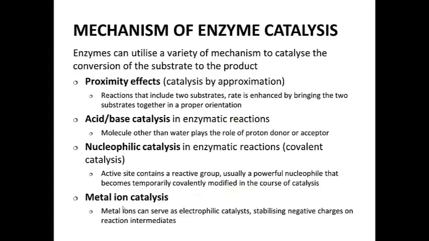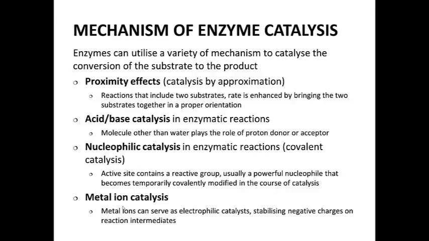I just want to summarize the four major mechanisms of enzyme catalysis. Enzymes can use a variety of mechanisms in order to catalyze the reaction, or in order to convert one substrate into the corresponding product. Here you see the four major mechanisms of enzyme catalysis, which are called the proximity effect, the acid-base catalysis, the nucleophilic catalysis, and the metal ion catalysis.